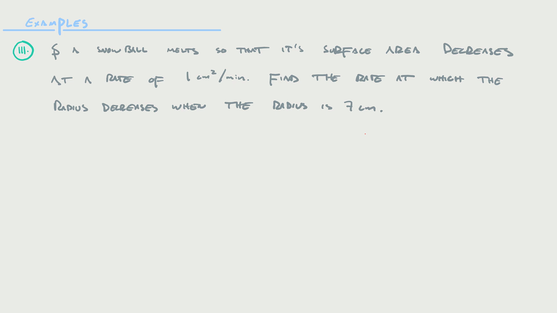Suppose a snowball melts so that its surface area decreases at a rate of 1 square centimeter per minute. Find the rate at which the radius decreases when the radius is 7 centimeters. The idea is you got this snowball, it's slowly melting, and what we're trying to do is figure out how fast the radius is decreasing. How fast is the radius of this thing decreasing per minute? So we have surface area and we have radius. Those are our two main values that we need to try to relate.